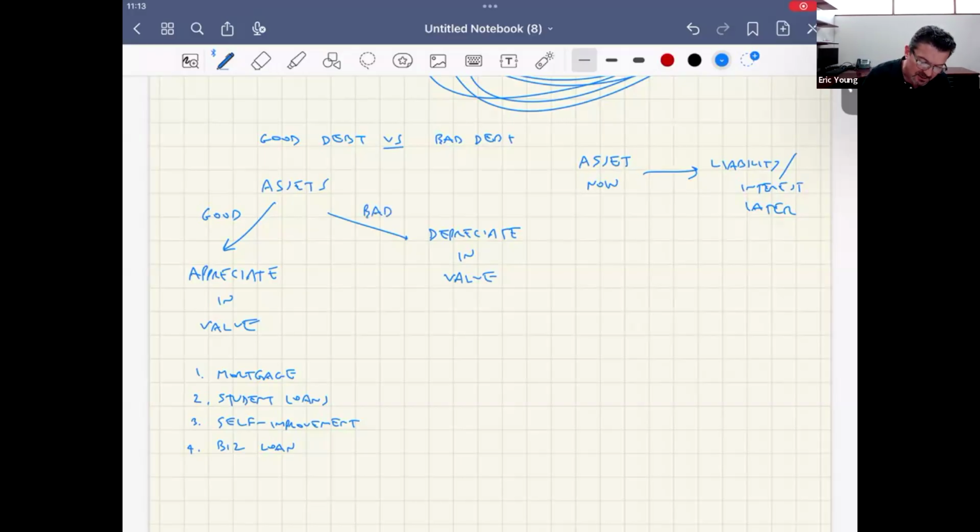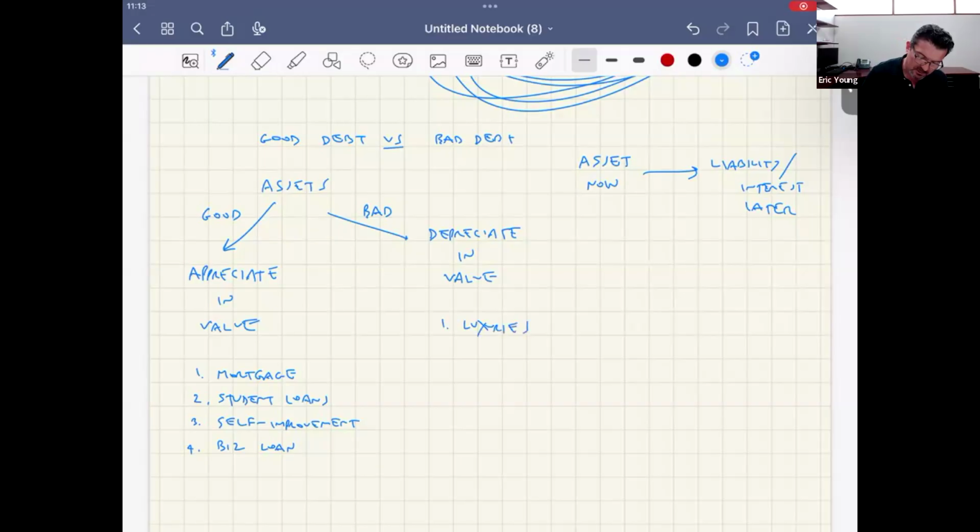Bad debt is going to be debt to buy assets that depreciate in value. You don't want to do this. You don't want to take on a loan right now to acquire an asset that's going to fall in value over time when future you is going to have to pay it all back. Bad move. So, what are some things that depreciate in value?